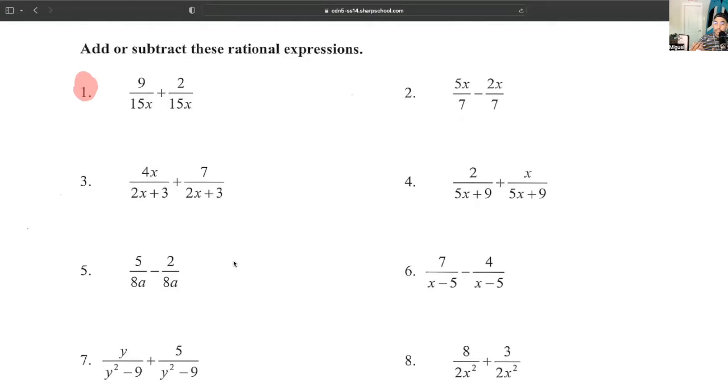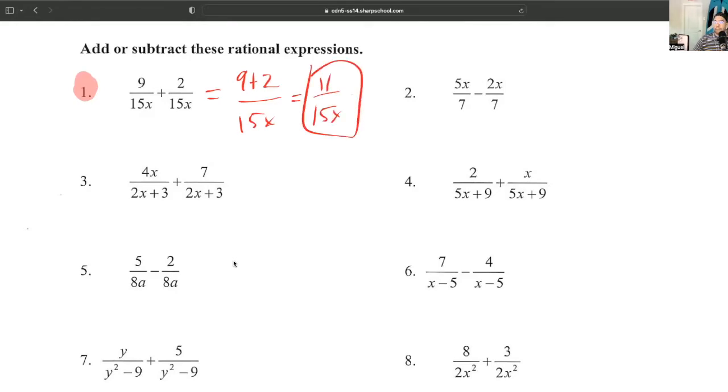In this case, we definitely do. We have both a 15x on the first fraction and a 15x as a denominator in the second fraction. So very clearly, because they have the same common denominator, we can just add across. So this will be 9 plus 2 over 15x, or 11 over 15x.